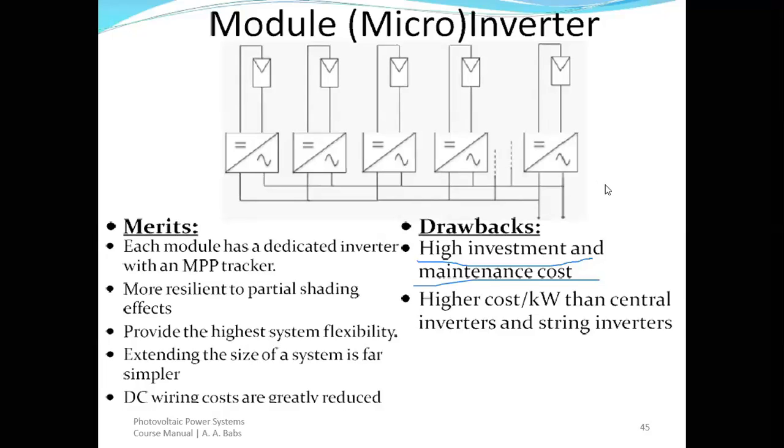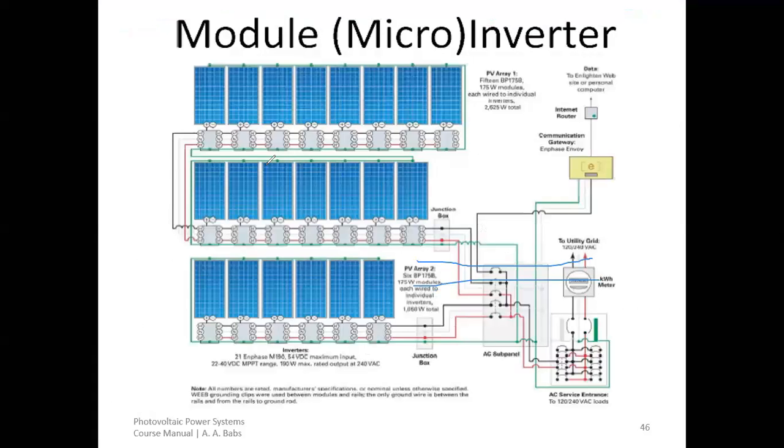So if you look at what we have here, this gives you an idea of a micro inverter. You can see that we have a module. This is module 1, module 2, 3, 4, 5, 6, 7, 8. So these are 8 modules together here. And then as you can see here, each module is connected to its own inverter. We have about 1, 2, 3, 4, 5, 6, 7 inverters.